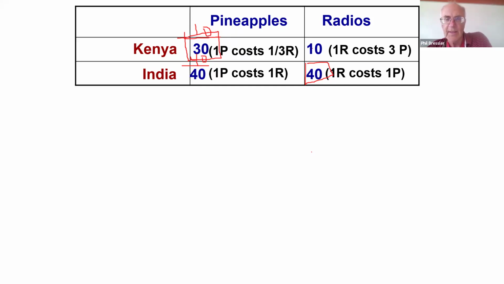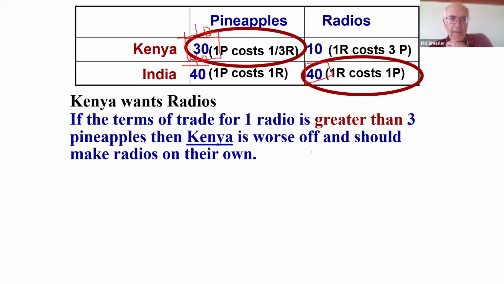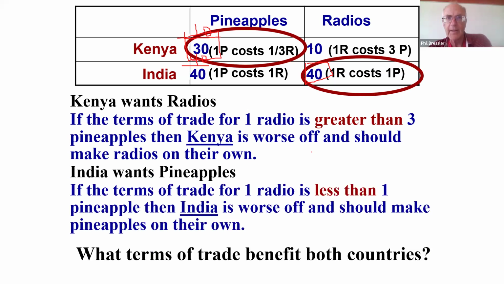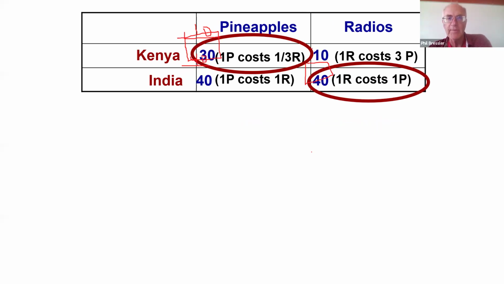Okay. And this is just what I did. So we've got Kenya pineapples, India radios. All right. We're not going to get into the good trade yet. Okay. All right. So that's how you could figure out the comparative advantage and the absolute.